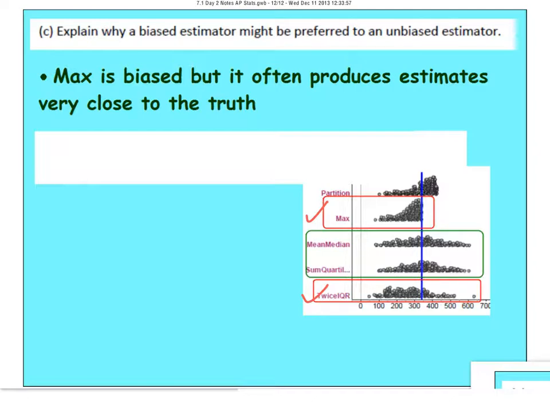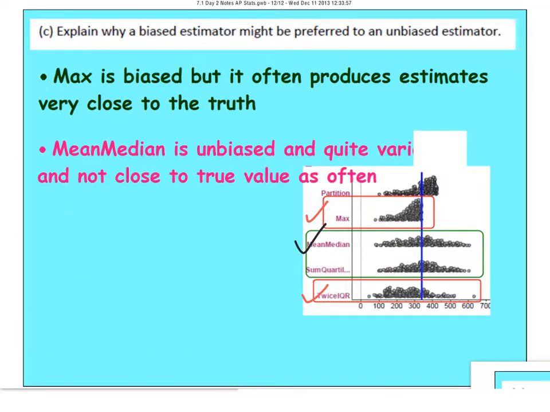Okay? Now, but why wouldn't we want to look at the mean and the median one? Well, the mean and the median one in this case, yes, we would consider it more of an unbiased one as compared to the maximum, but there's a lot of variability in here, and that is not a good element to it. So in this case, the mean and median is unbiased but quite variable, and it's not close to the true value as often.